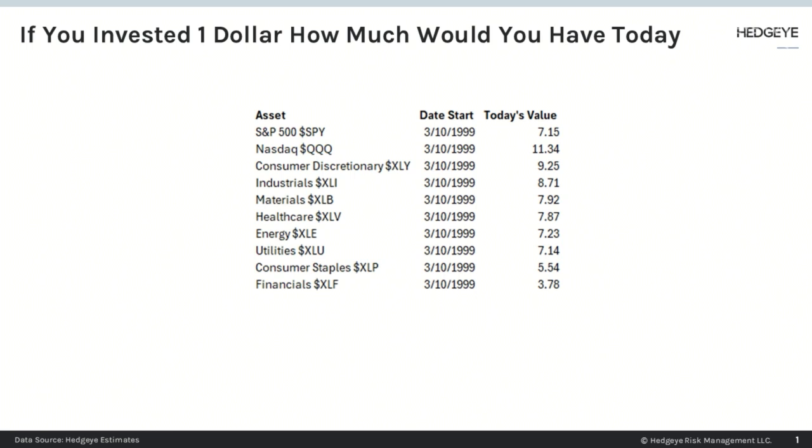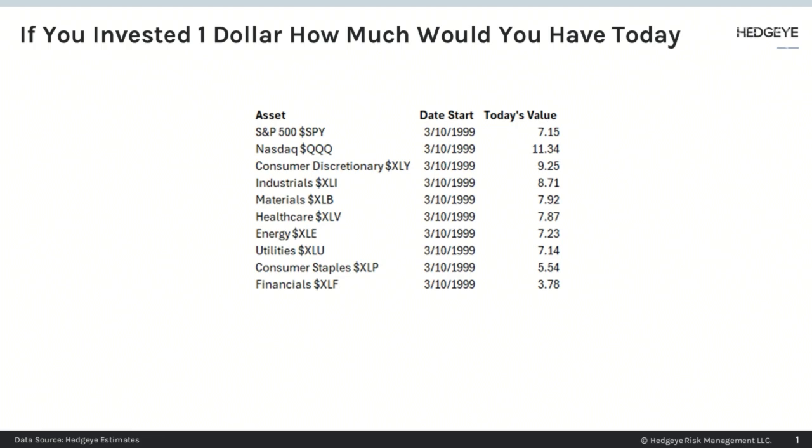Okay, so then the next one is NASDAQ. So that's a tech position. If you invested $1 then, you would have $11 today. $11 is more than $7. That's a very large return, and in tech you would expect to get more return for your $1.